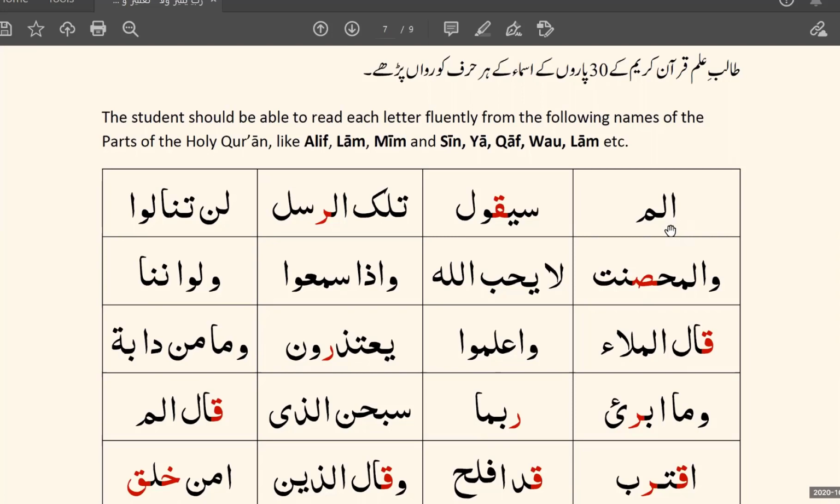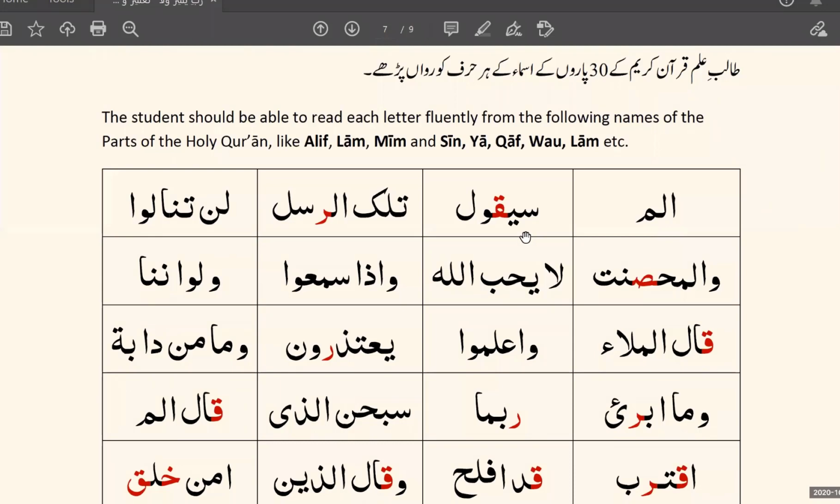Alif, Lam, Mim, with 4-second elongation at least. Because there will be at least 4-second elongation when we do the disjointed letters in the beginning of 29 chapters. So yes. Alif, Lam, Mim.